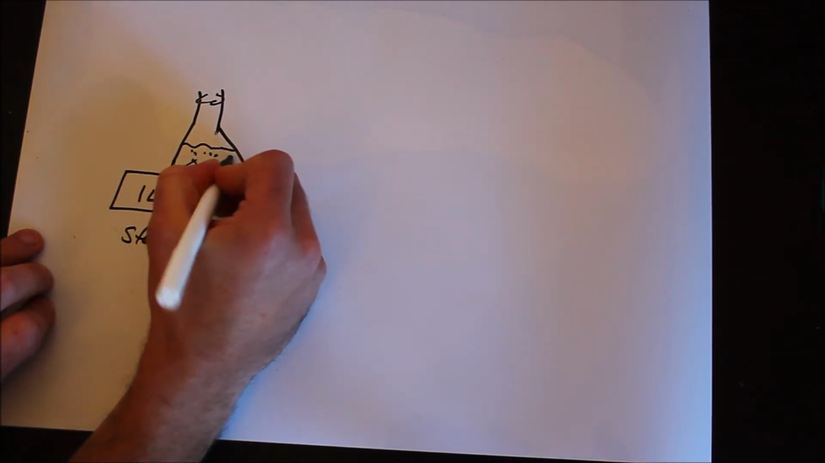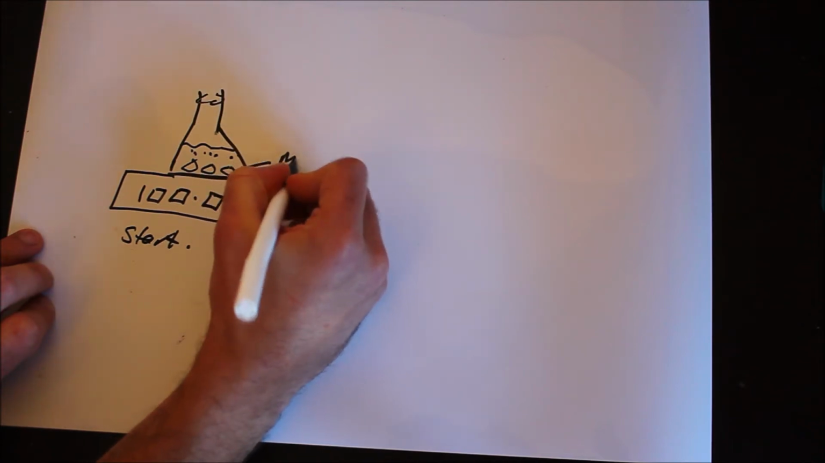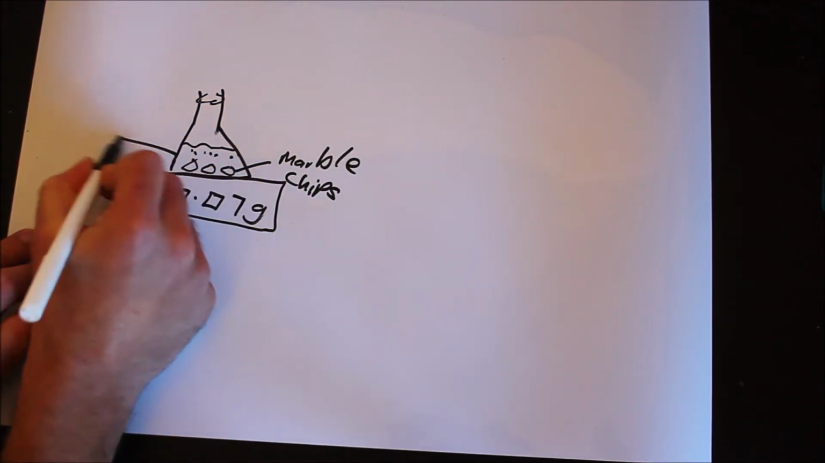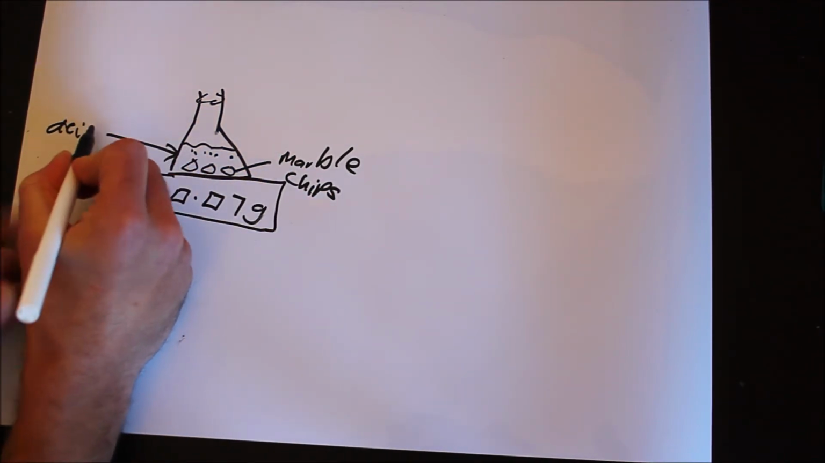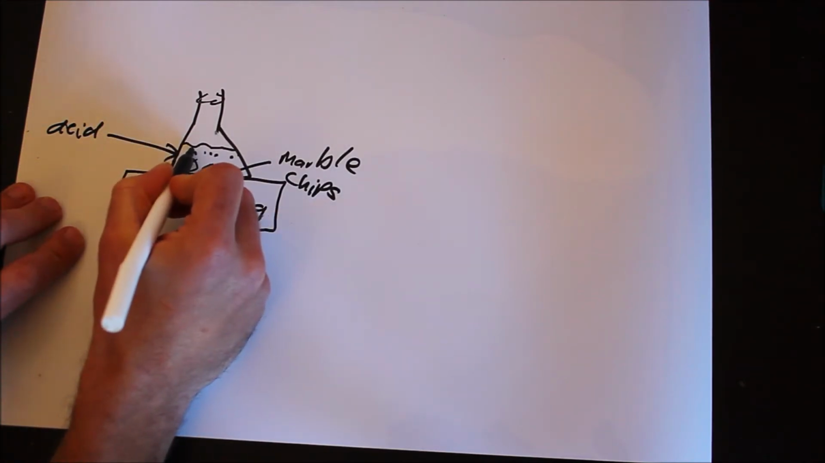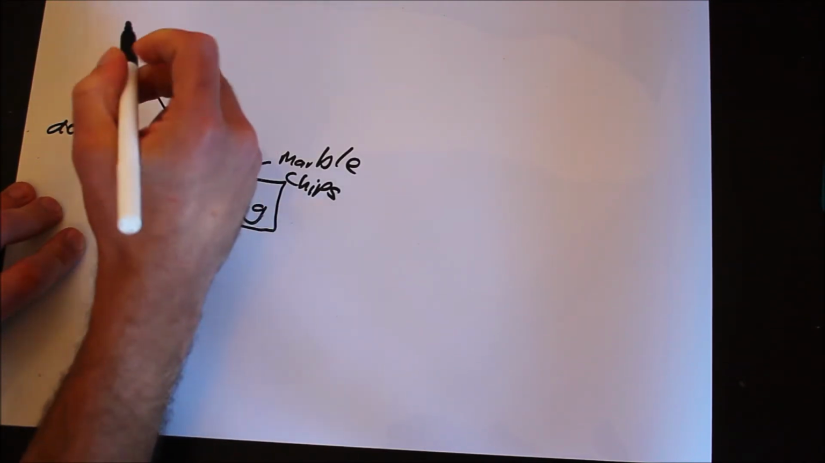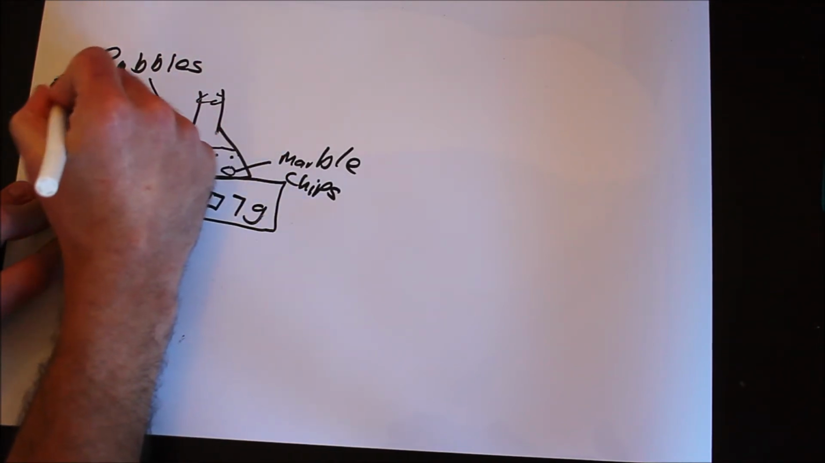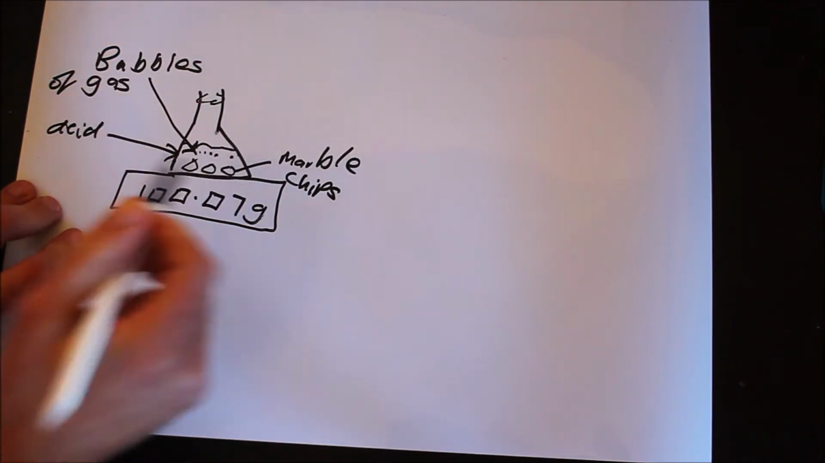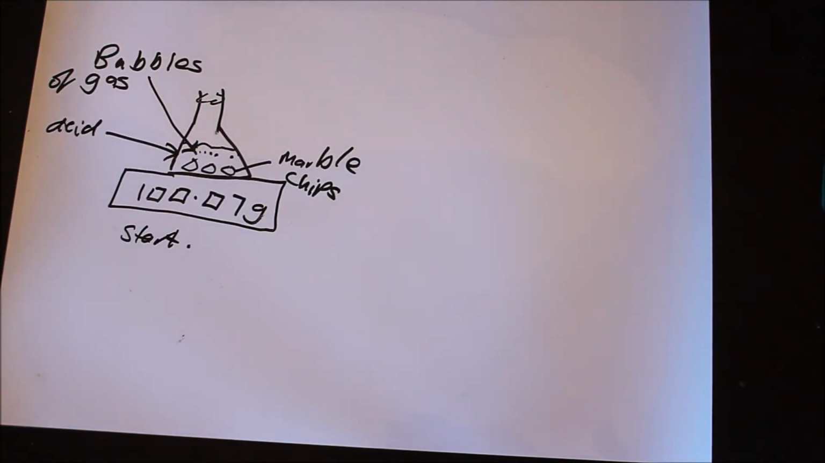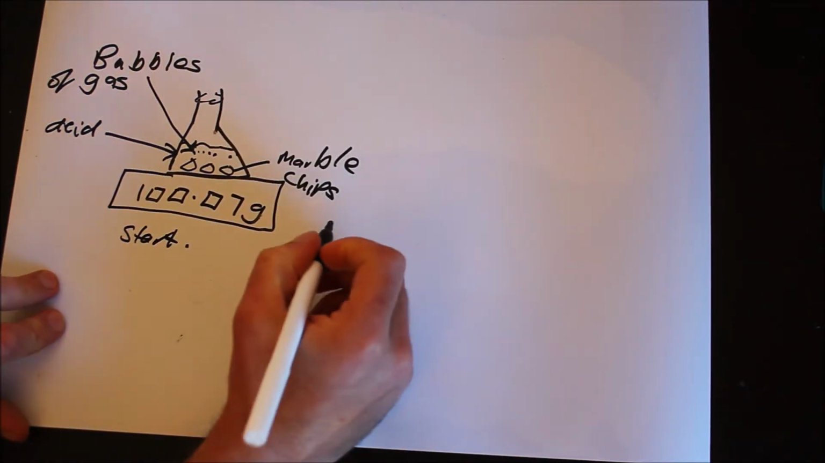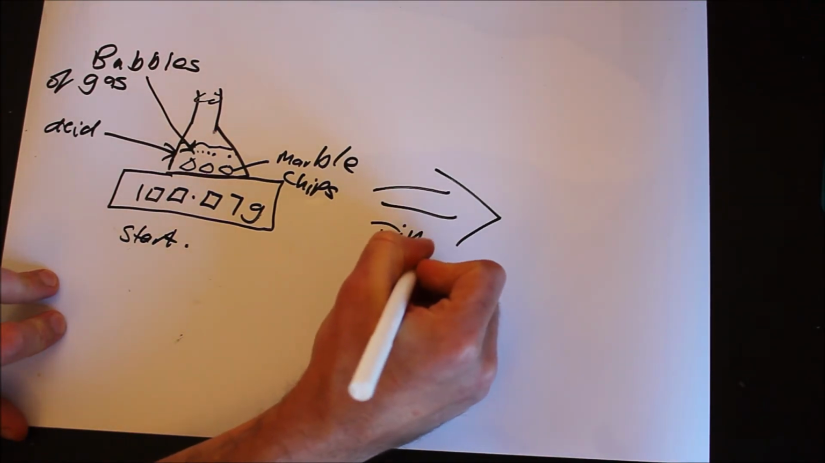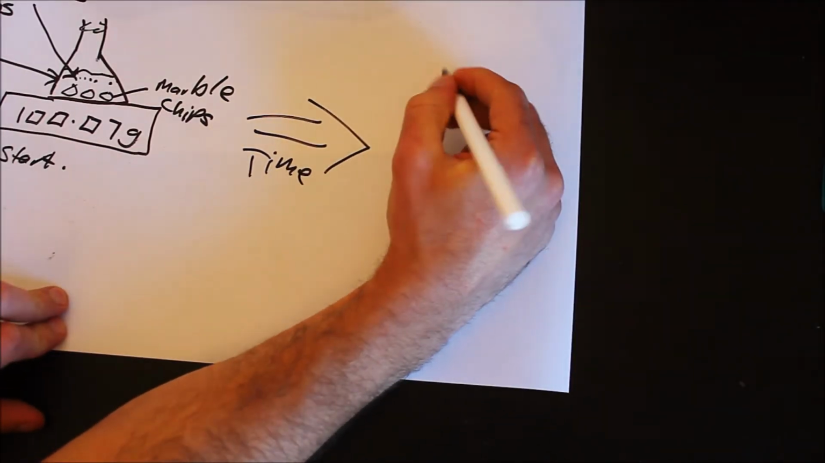So we're going to see some bubbles. So here we've got our marble chips. And here we've got our acid. And these are bubbles of gas. Now if it's marble chips and acid, it's going to be carbon dioxide gas. Then we're going to time it. So time after time, I'm going to come back and have a look at it.